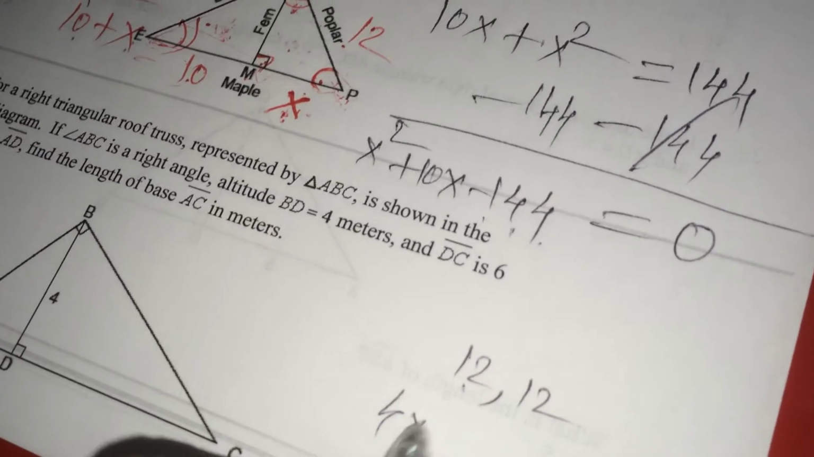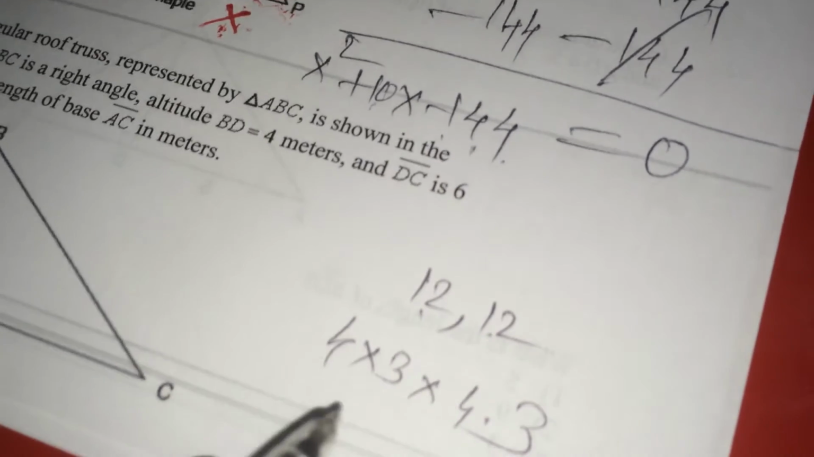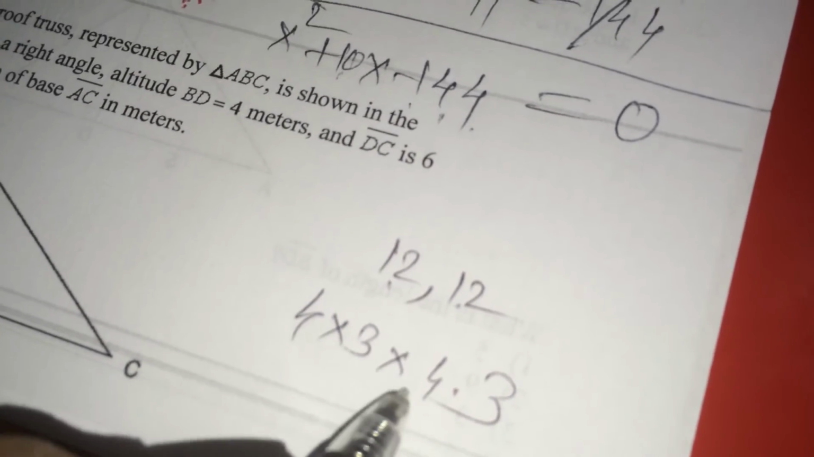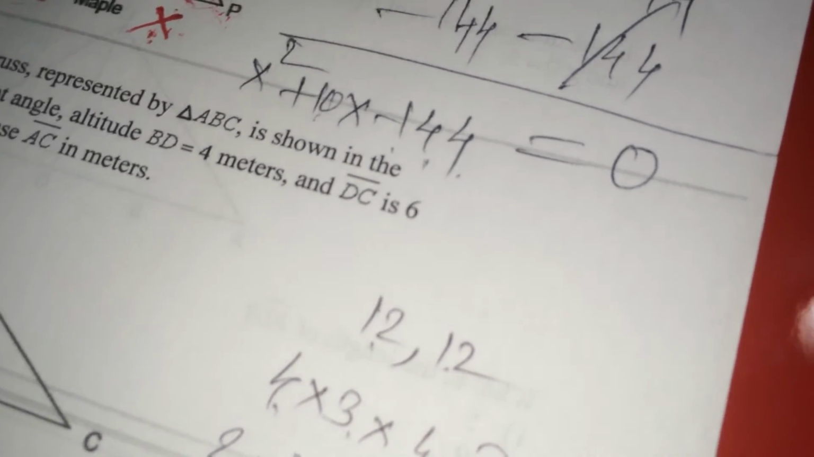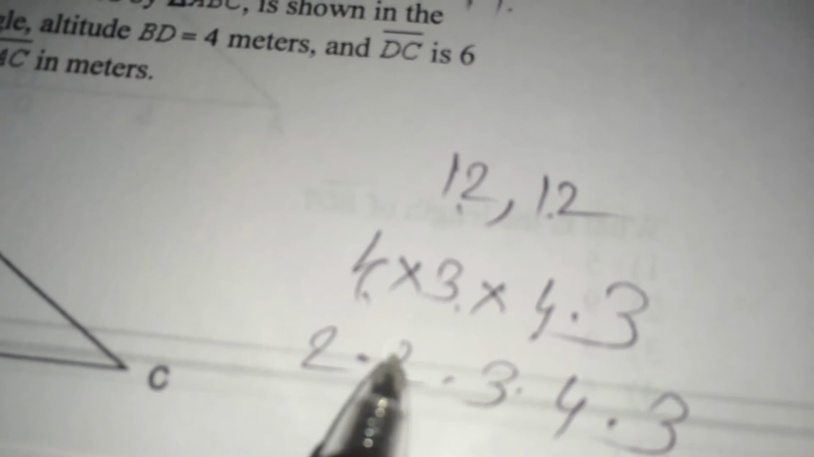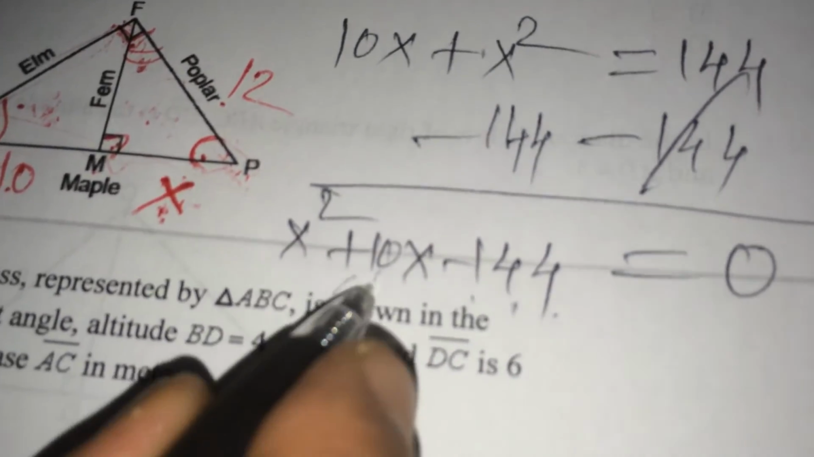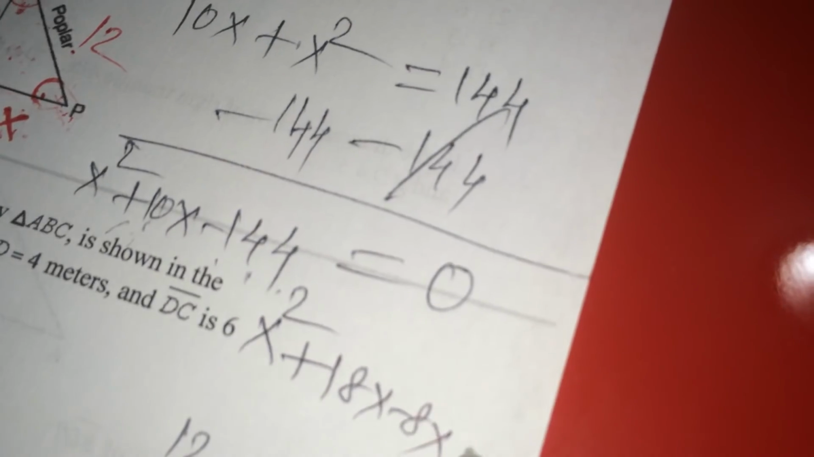and for 12, 4 times 3, and for this 12, 4 times 3. So again, to get 10, I take this 4 as 2 times 2, and this as 3, this as 4, and this as 3. So 2 4s are 8, 3 3s are 9, 9 2s are 18. Therefore, I can take this as x square. Instead of 10x, I write 18x minus 8x minus 144 is equal to 0. Because from the factors I got this idea.